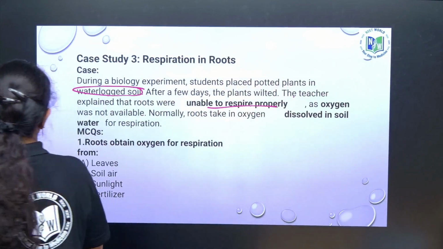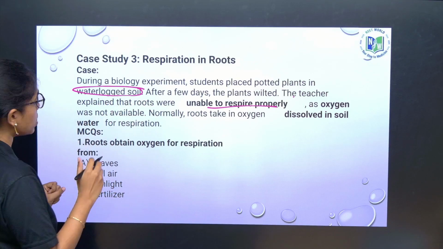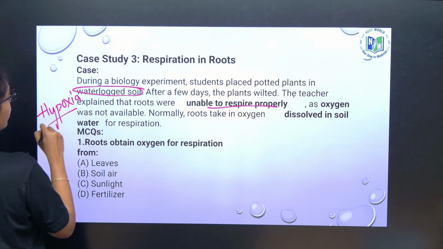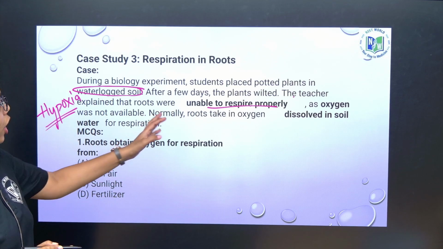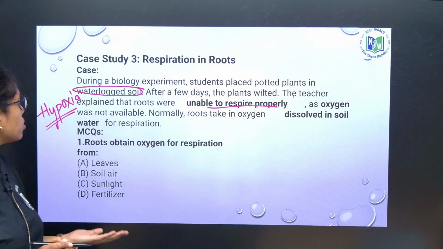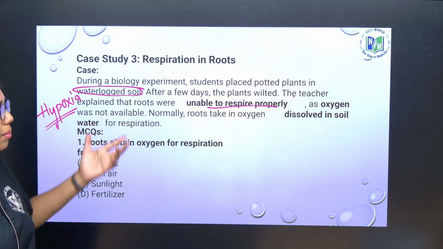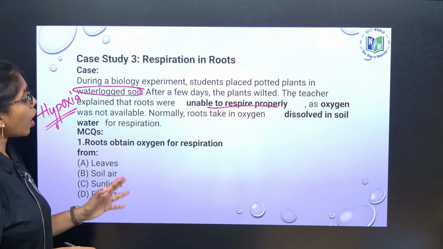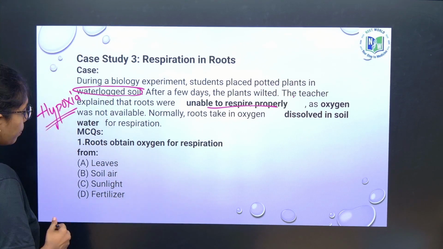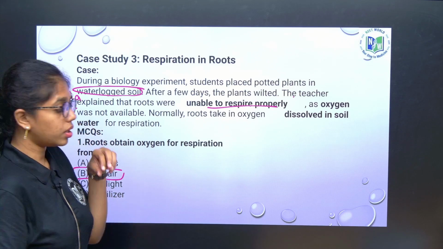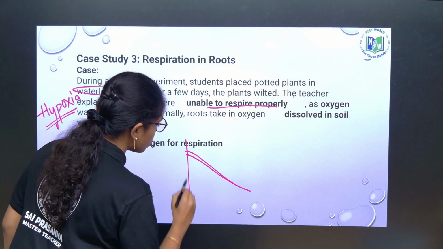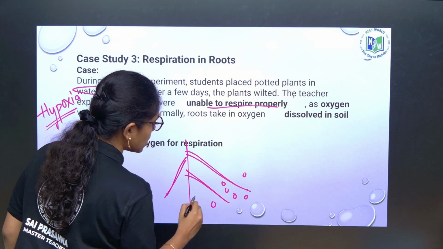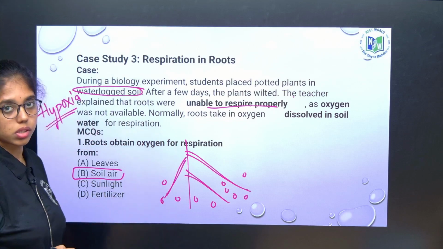When oxygen is unavailable and roots are placed in such a condition, we call it hypoxia, where oxygen is not available. Normally, roots take oxygen dissolved in soil water for respiration, right? So, this is all about the passage. Now, let us look into the MCQs. Roots obtain oxygen for respiration from soil air. The roots which are close to the soil exchange gases from soil air.